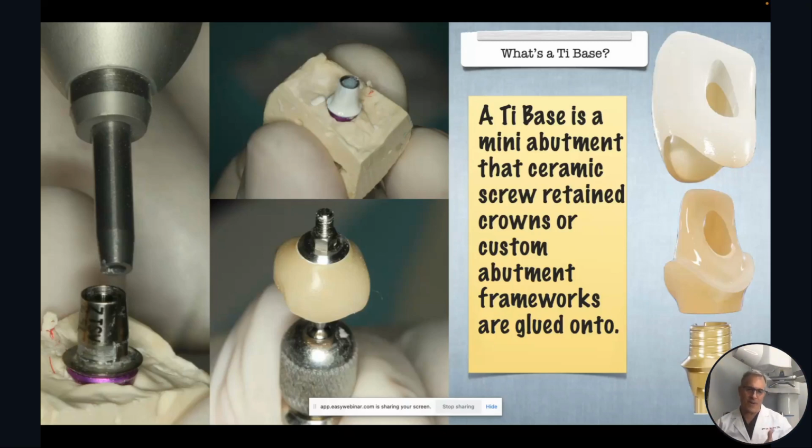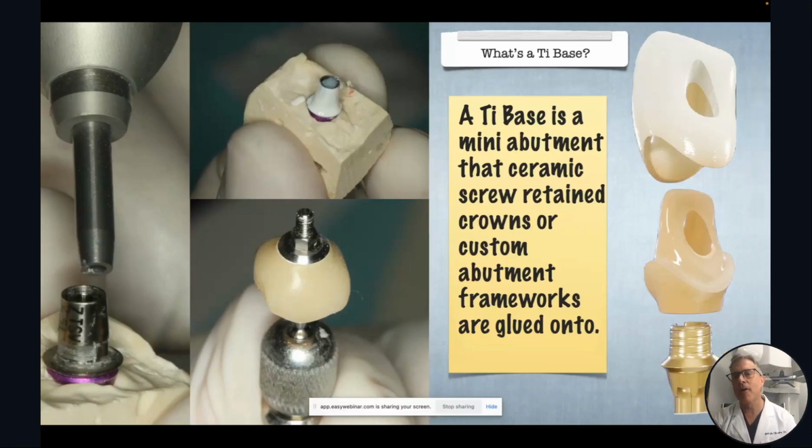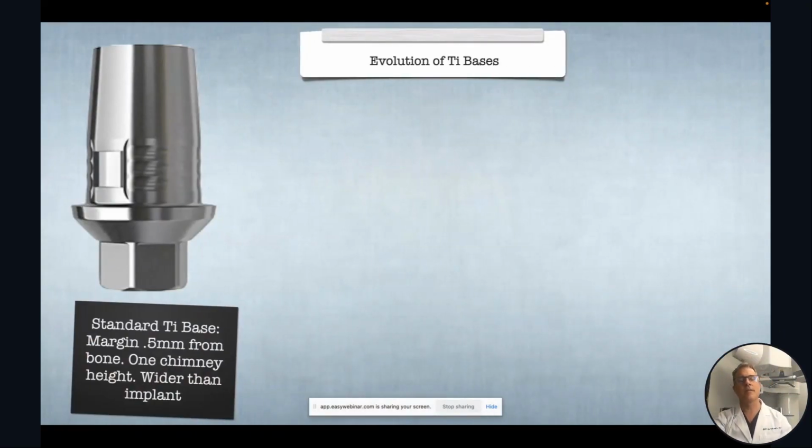A screw-mentable restoration is kind of the best of all worlds. It's a custom abutment, so it doesn't really rely entirely on the tie base, and a crown with a hole in it. It's basically cemented in the mouth, unscrewed and cleaned, and cemented back on. And I'll talk about all three of these types of restorations.